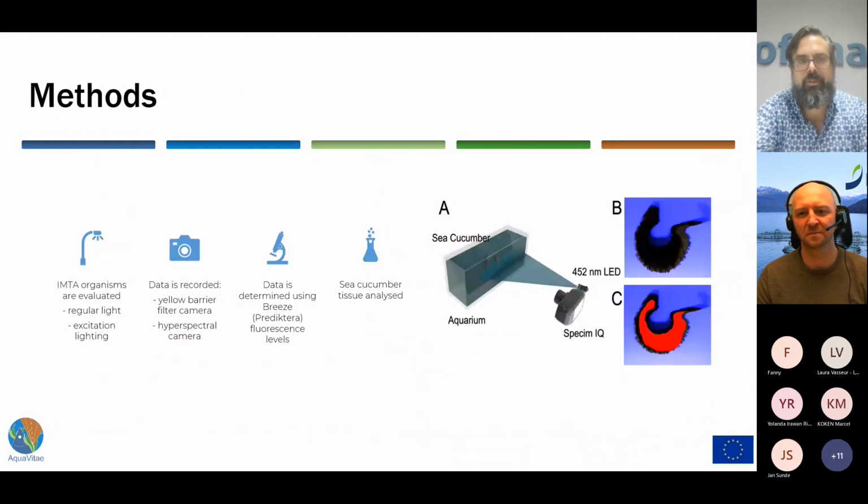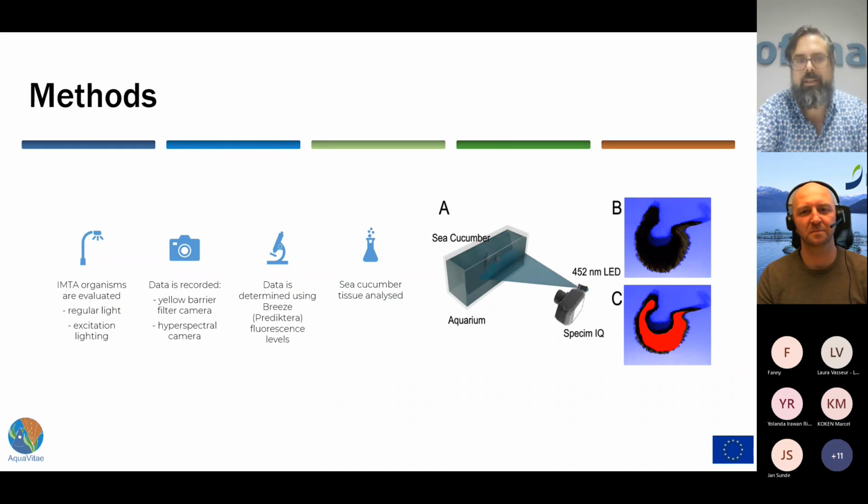The methods: first of all, you would take your IMTA organisms and evaluate them both in regular light and excitation lighting. Excitation lighting is two types. You have UV light, which is under 400 nanometers, and you have what's called royal blue lighting, which has an excitation peak around 450 nanometers. 400 nanometers is where visible light begins for human vision.